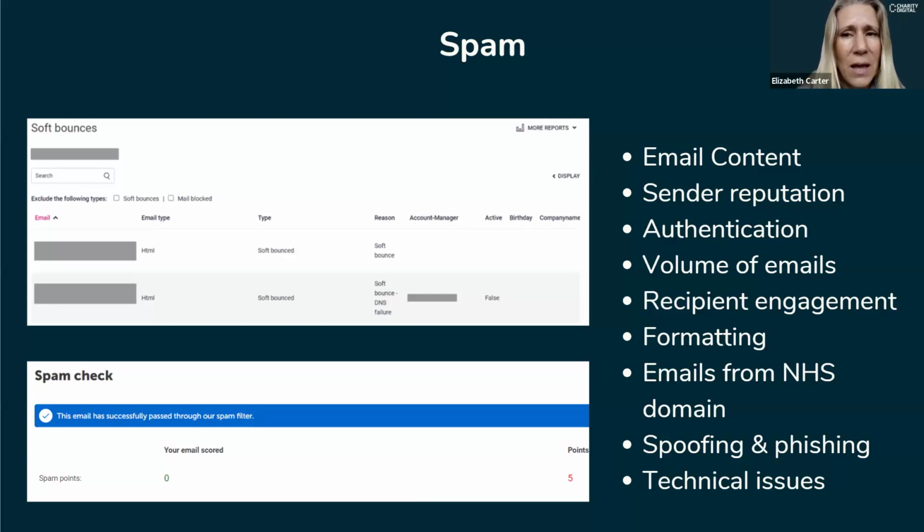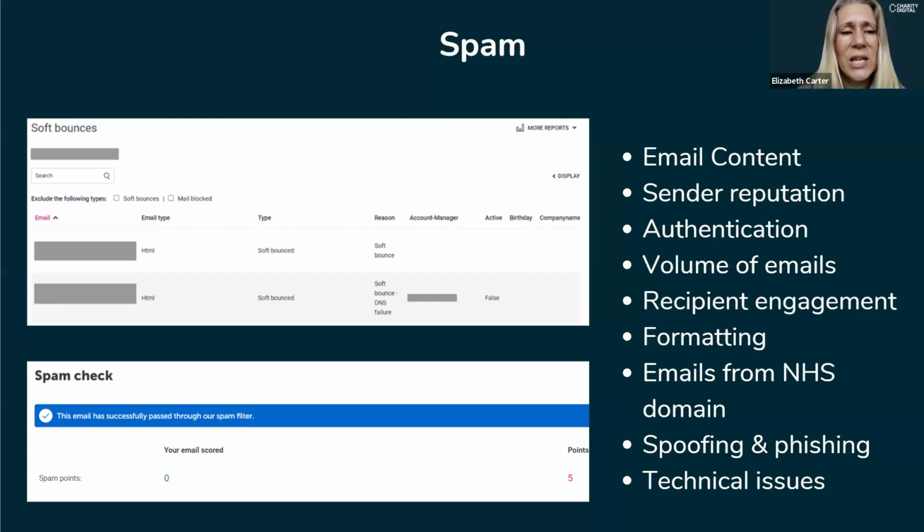And on the right-hand side, we've got email content. Emails from hospitals or hospices may contain healthcare-related terminology or keywords that are commonly associated with spam, especially if you're including medical advice or information about medications or treatments. And the send reputation. If the email server sending the messages has a poor reputation or it's been flagged for sending spam in the past, emails from that server are more likely to be marked as spam.